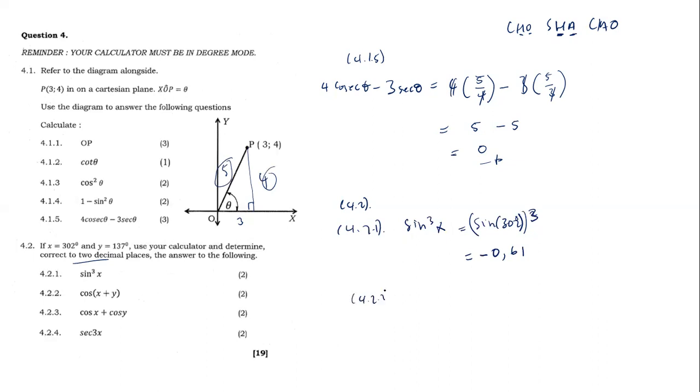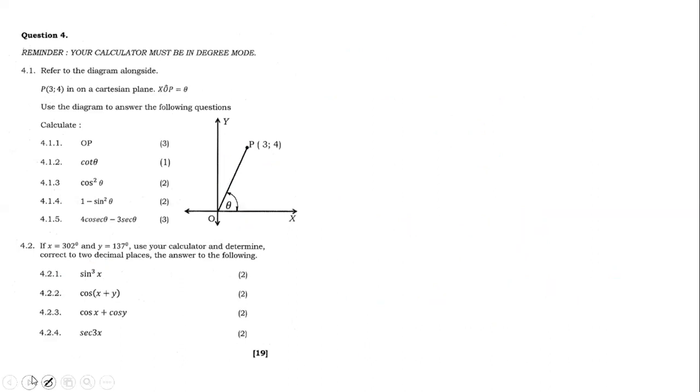And then 4.2.2, they say to us cos x plus y. Let us substitute. Our x in this case is 302 degrees, and our y in this case is 137 degrees. Just punch this in a calculator, open cos 302 plus 137. And therefore we get, to 2 decimal places, positive 0.19.